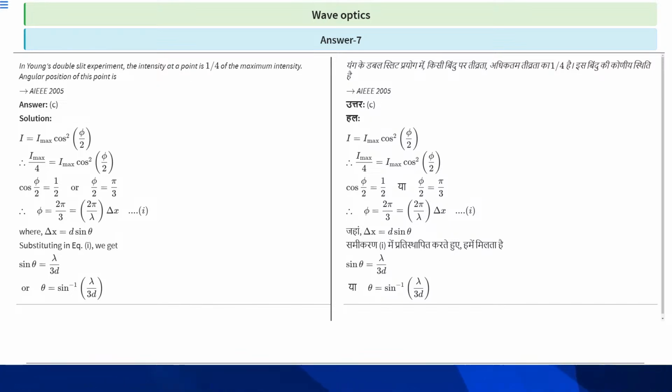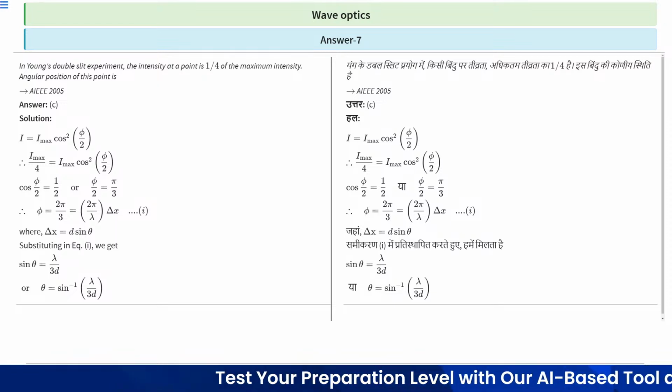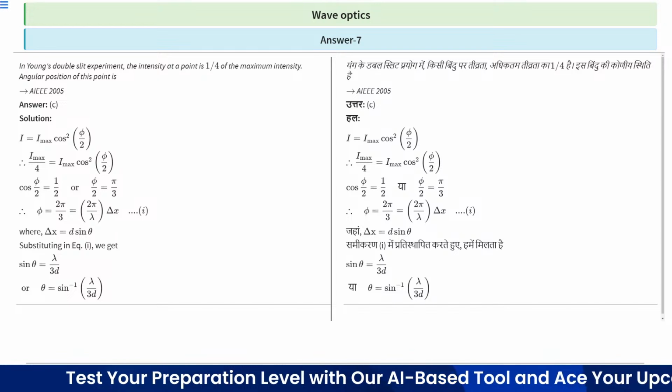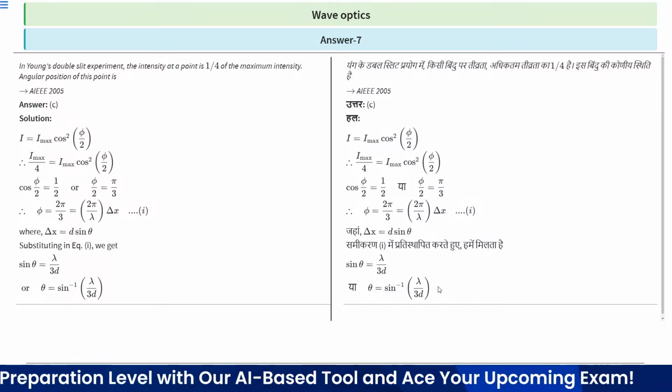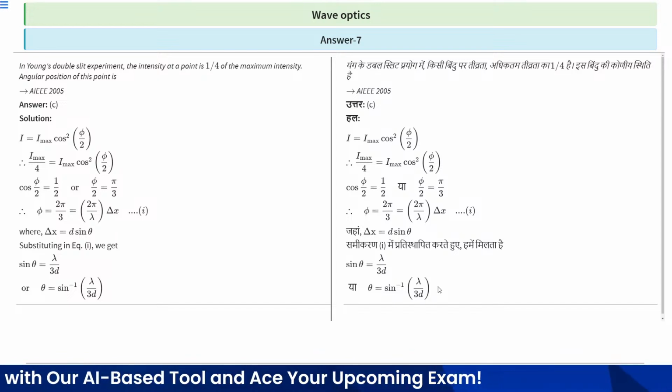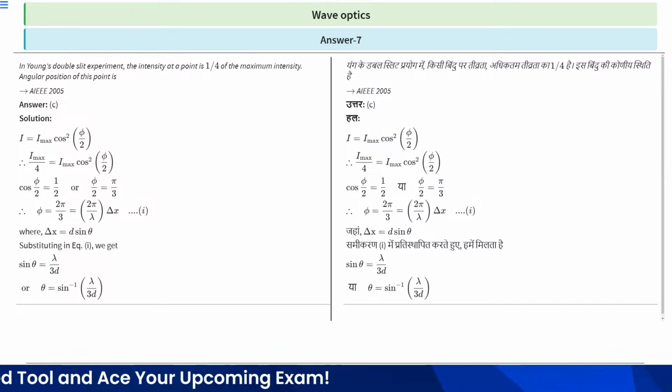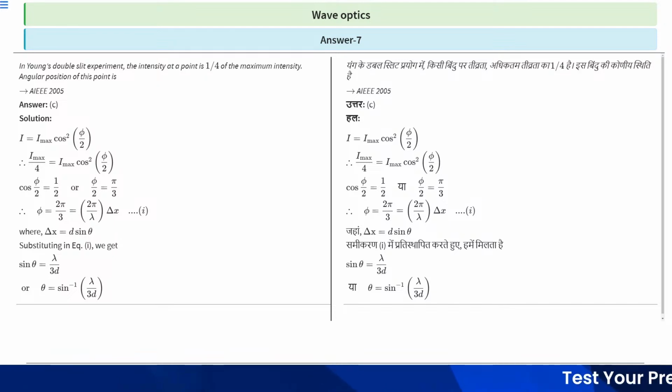Substituting delta x in equation first, phi is equal to 2 pi divided by lambda multiplied by delta x, we get sine theta is equal to lambda divided by 3d. So theta is equal to sine inverse lambda divided by 3d. So this is the correct answer, and the correct option is option C.